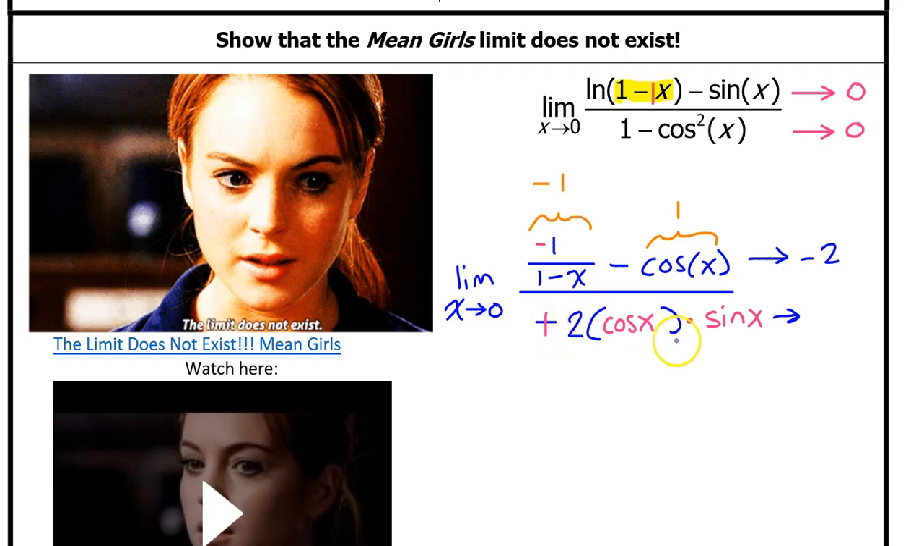On the other hand, if you plug in 0 right here, the sine of 0 is 0, and that's going to wipe out whatever comes next. So the denominator is approaching 0. If the numerator is approaching a constant, while the denominator is approaching 0, the limit does not exist.